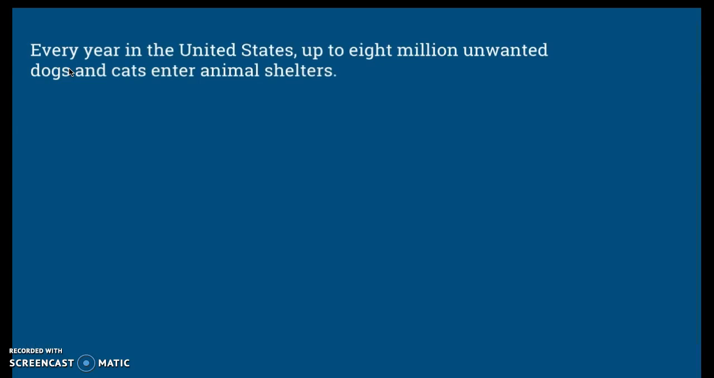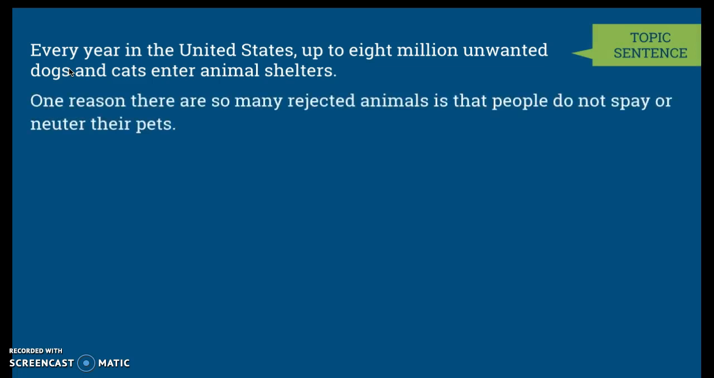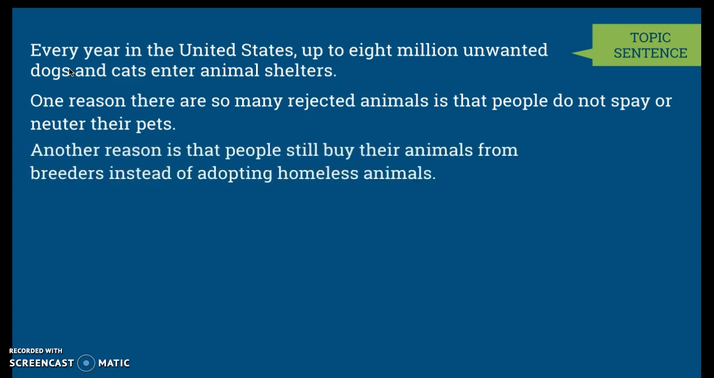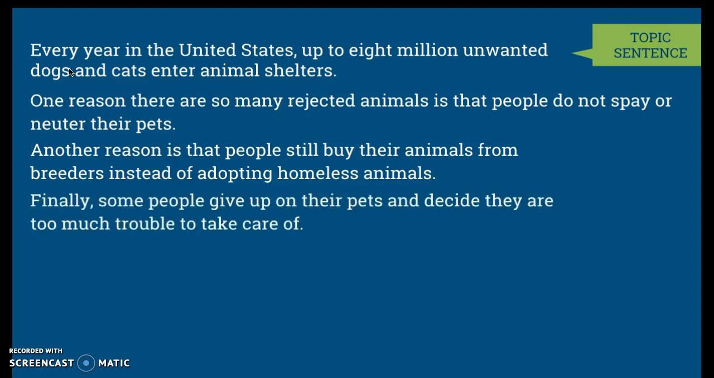So we're going to start actually by using one of the effects as part of our topic sentence. So every year in the United States, up to 8 million unwanted dogs and cats enter animal shelters. So again, that's our topic sentence. Now we're going to go straight into the causes. One reason there are so many rejected animals is that people do not spay or neuter their pets. Our second cause, another reason, is that people still buy their animals from breeders instead of adopting homeless animals. And then finally, some people give up on their pets and decide they are too much trouble to take care of.